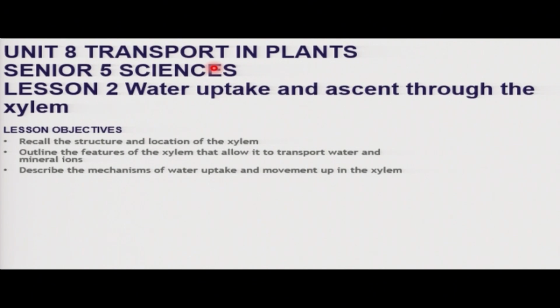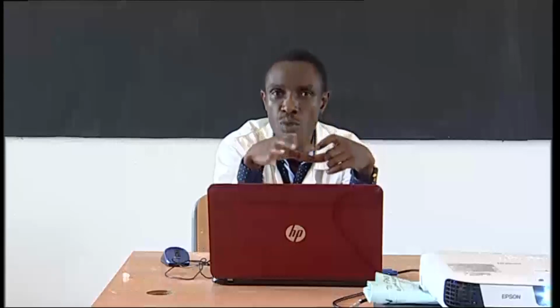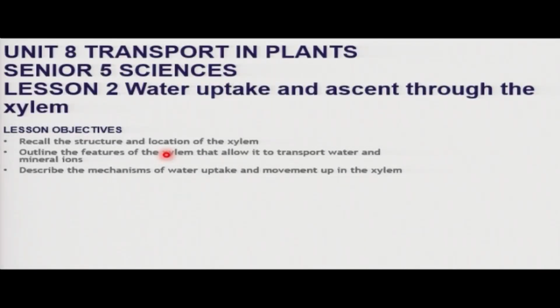So what are we supposed to achieve at the end of the day? 1, we need to have some bit of remembering, able to recall how the xylem is shaped. That's objective number 1. And where it is found in the tissues, where it is found within the organs. So if we are to look at the stem or root, where can we trace, where can we identify the position of the xylem? Second objective, that we need to check the features of the xylem.